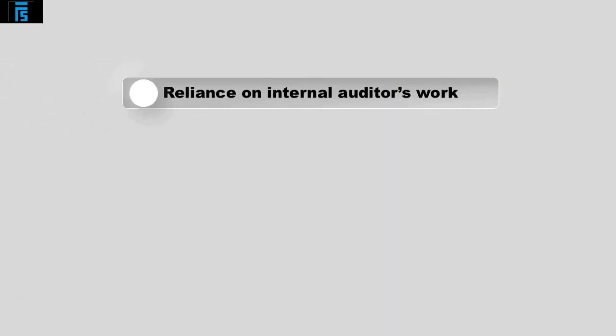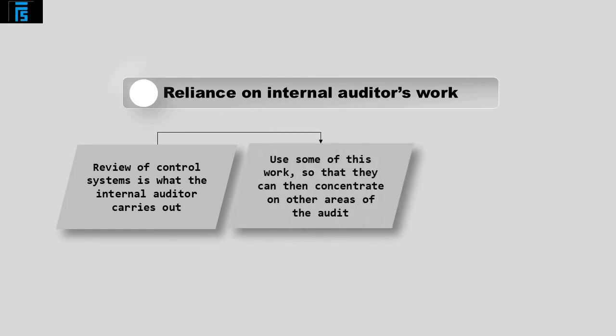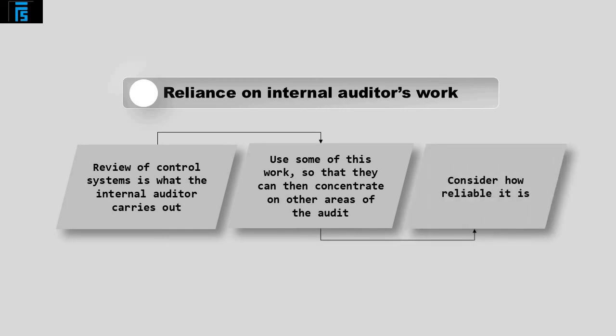External auditors may be able to use some of the work that an internal auditor produces. For example, the review of control systems to highlight deficiencies and testing of control systems is something that the external auditor carries out as part of their audit work. It may be possible to use some of this work with permission so that they can then concentrate on other more complex areas of the audit. Before they decide whether they can use the work of the internal auditor, they must consider how reliable it is.